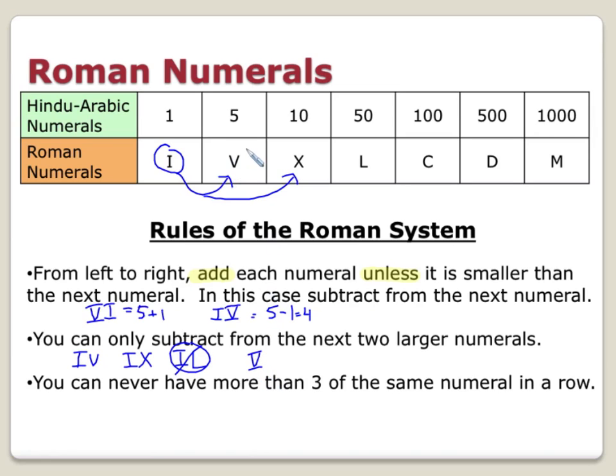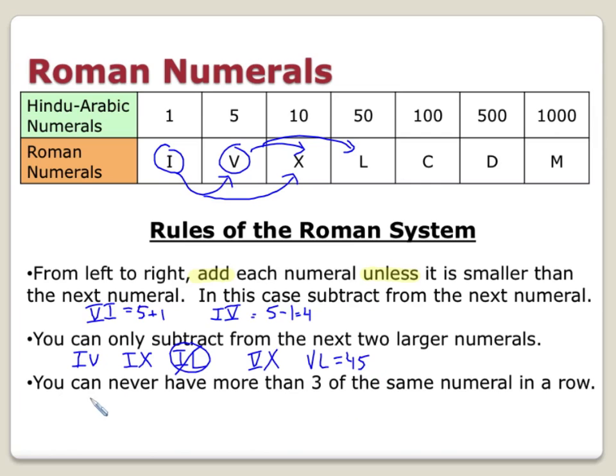So which numerals can you subtract V from? Well, the next two larger numerals. So we can subtract it from an X and we can subtract it from an L. So we could write VX or we could write VL. Now VX would be pointless because it's 10 minus 5, which is just 5, so you'd never actually see that. And then VL, 5 from 50, would be 45.